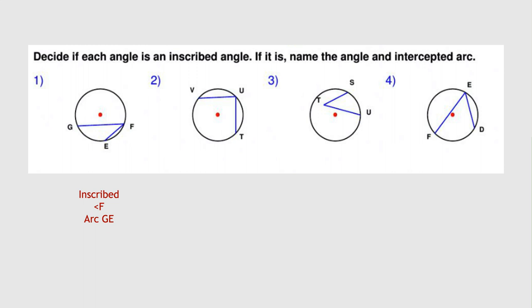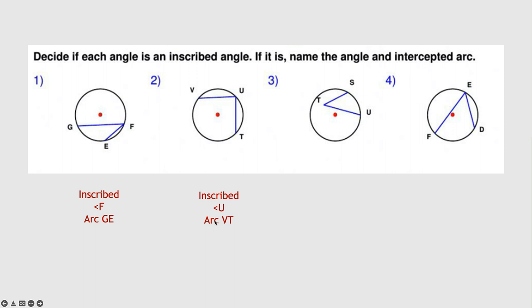Okay, now number 2 is also an inscribed angle because vertex U is on the circle. VU and TU are chords. Angle U is the name of the angle, and arc VT is the intercepted arc. Try both 3 and 4.